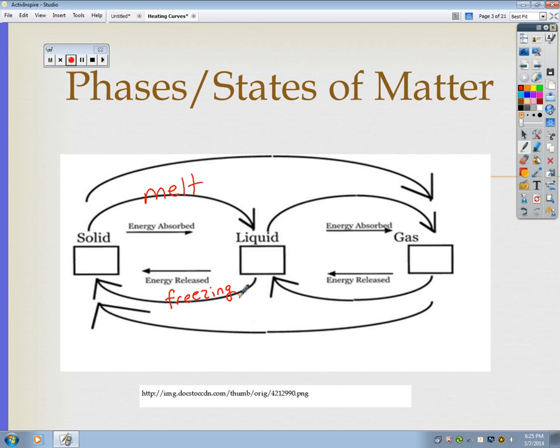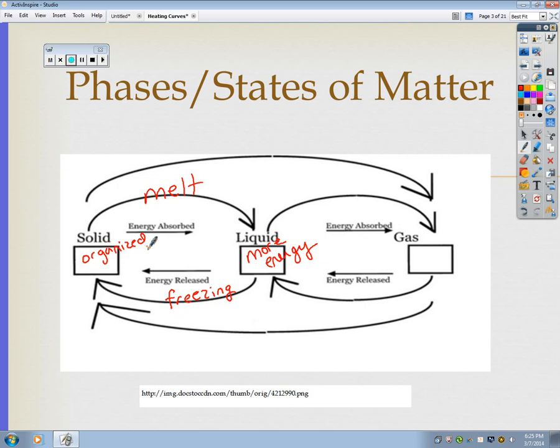When a liquid goes to a solid, it's actually going from a crazier state. This has more energy. It's less organized. So it actually loses energy, and the air actually warms up. So this is organized.